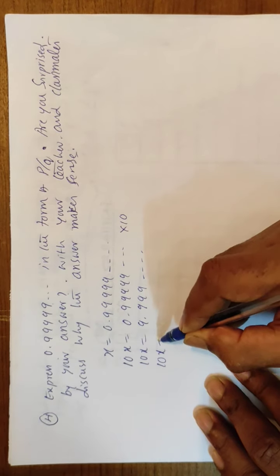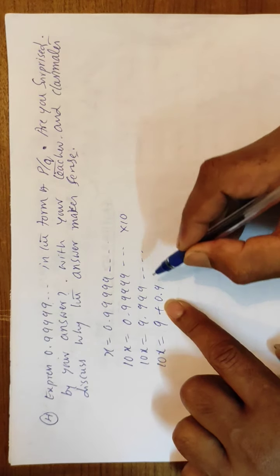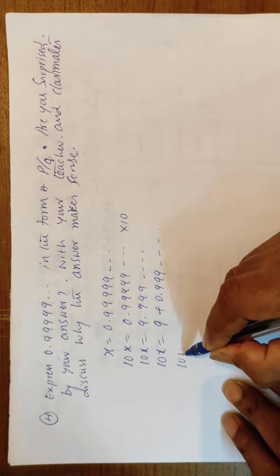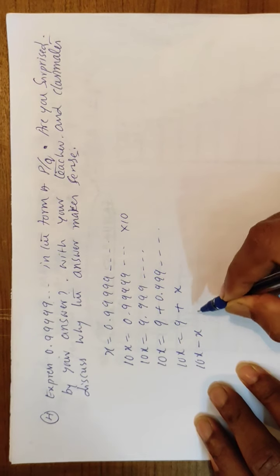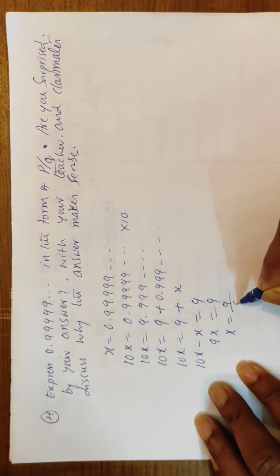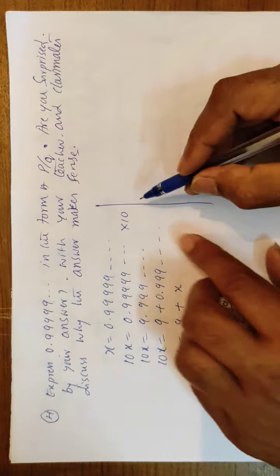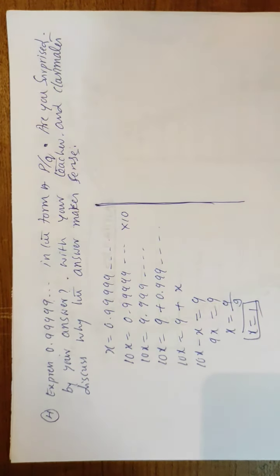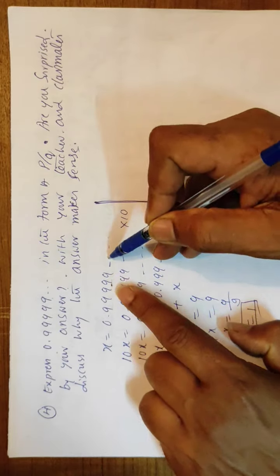So what you have to do in the next stage? Express this number as the sum of two numbers, out of which one is the given number. So 10x equals 9 plus x. On transposing, 10x minus x equals 9. 9x equals 9, x equals 9 divided by 9, x equals 1. Here the second part is, you have to check whether the answer makes sense or not. That means 0.9999... is equal to 1.